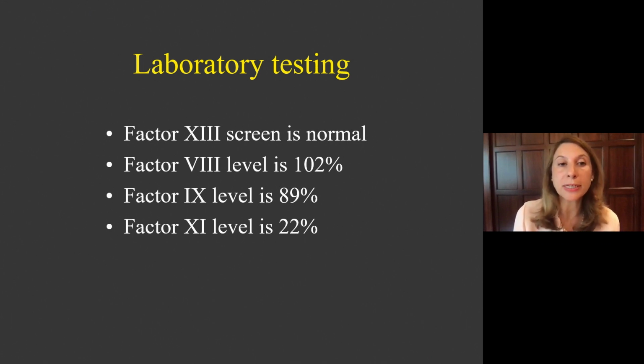For the prolonged PTT, you get some laboratory testing for factor levels. Factor 13 screen is normal. Her factor 8 level is 102. Her factor 9 is 89, but her factor 11 level is 22. So this patient has factor 11 deficiency. So we've now moved on to secondary hemostasis, and this patient has a problem with the coagulation cascade.